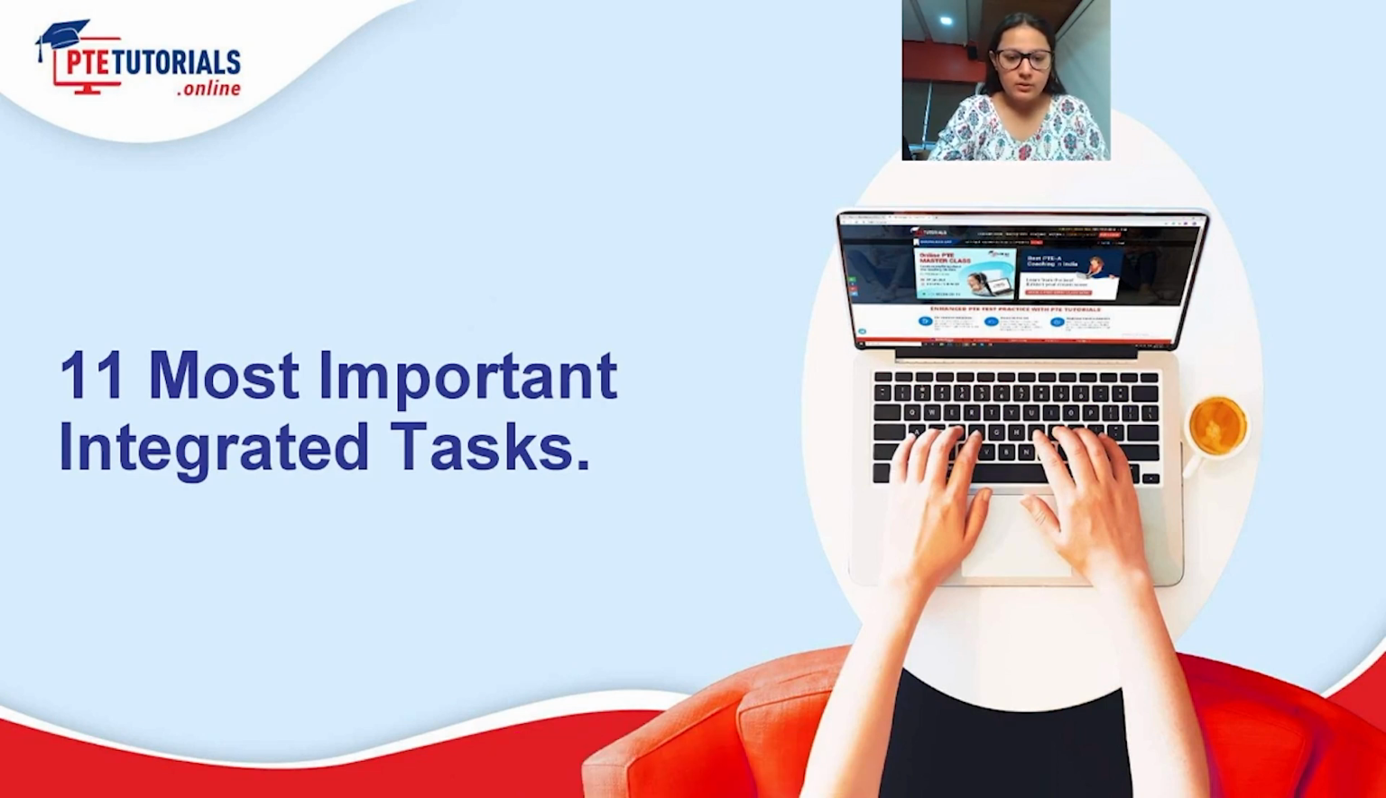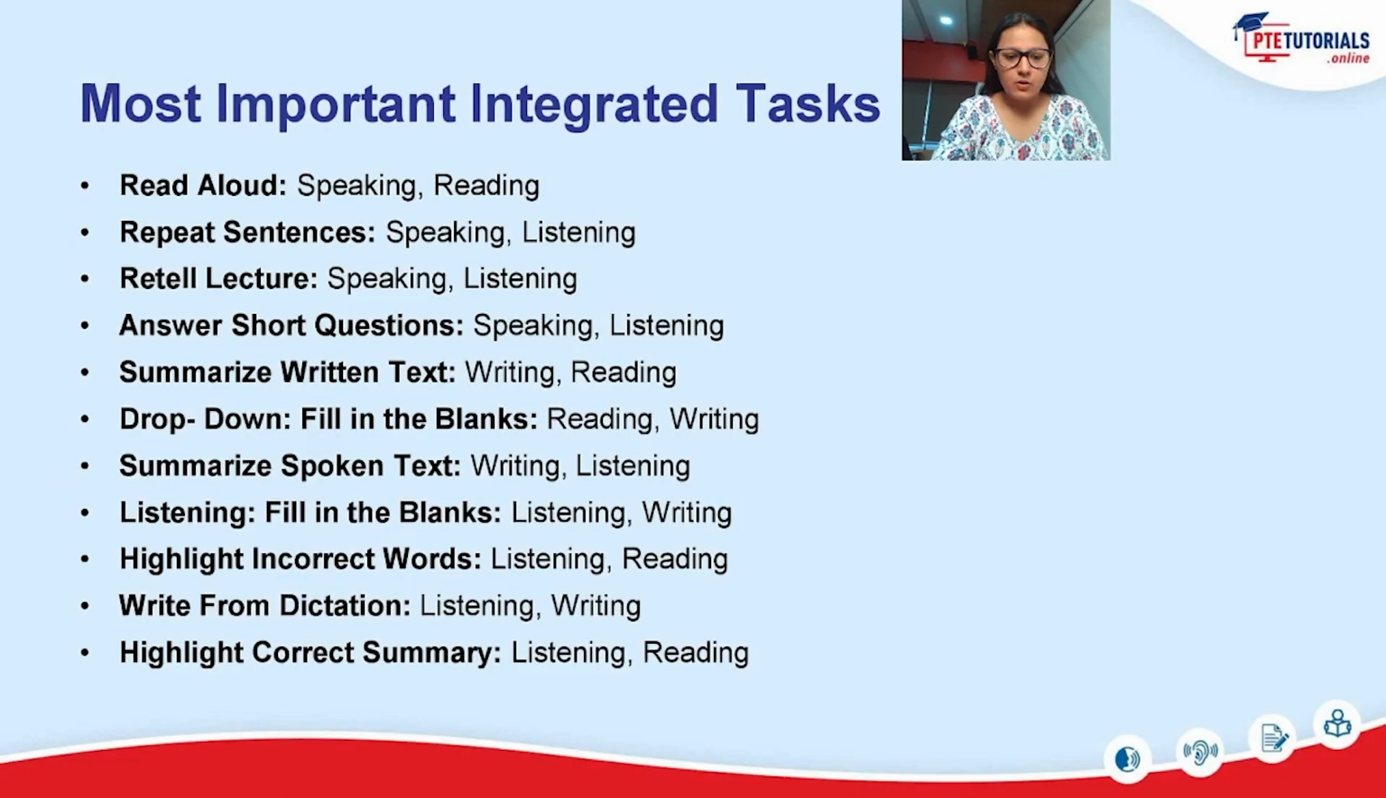Just have a look. This is the list of the tasks which are integrated tasks. Like read aloud, it gives the scores for speaking and reading. Repeat sentences, speaking and listening. Retell lecture, speaking and listening. Answer short questions, speaking and listening. All of these 11 are giving the scores for 2 of the modules or 2 of the communicative skills.